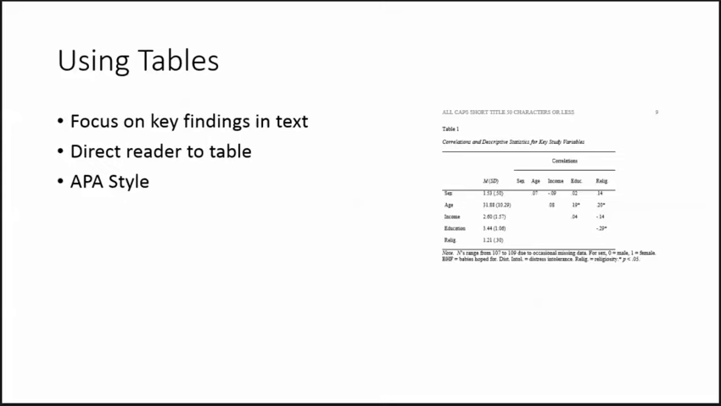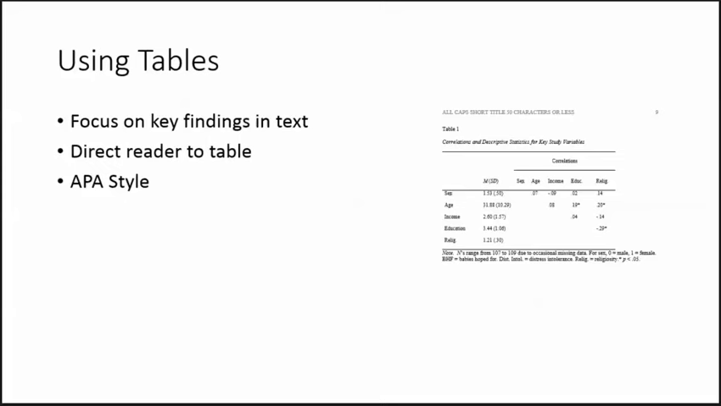In some cases, reporting all of the results in the text would be overwhelming and take away from the meaning. That's when tables come in handy. In those cases, we still highlight key points in the text, perhaps the highest and lowest scores, and then direct the reader to the table for the remaining information.